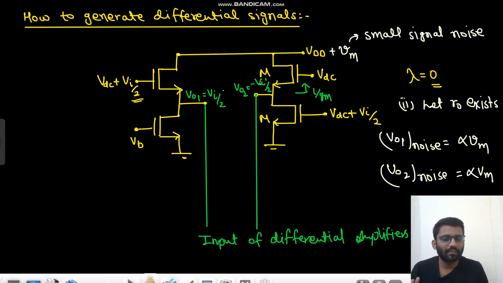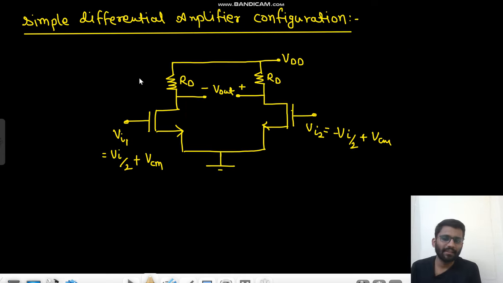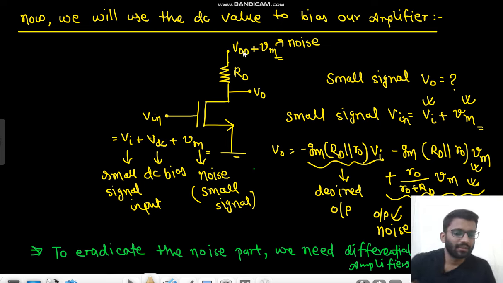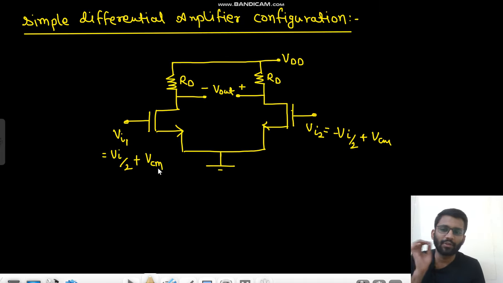Or by simply biasing, whenever we do the DC analysis, this VDD will be here and we will bias the VGS voltage here, right? That's how we make the amplifiers. Even if we talk about the common source amplifier, this is not the complete configuration. We will bias it here by the potential divider, resistor divider, using this VDD only. Because of that biasing, there will surely be some noise present there. So this is a simple differential amplifier configuration that we will study in noise in the next video.